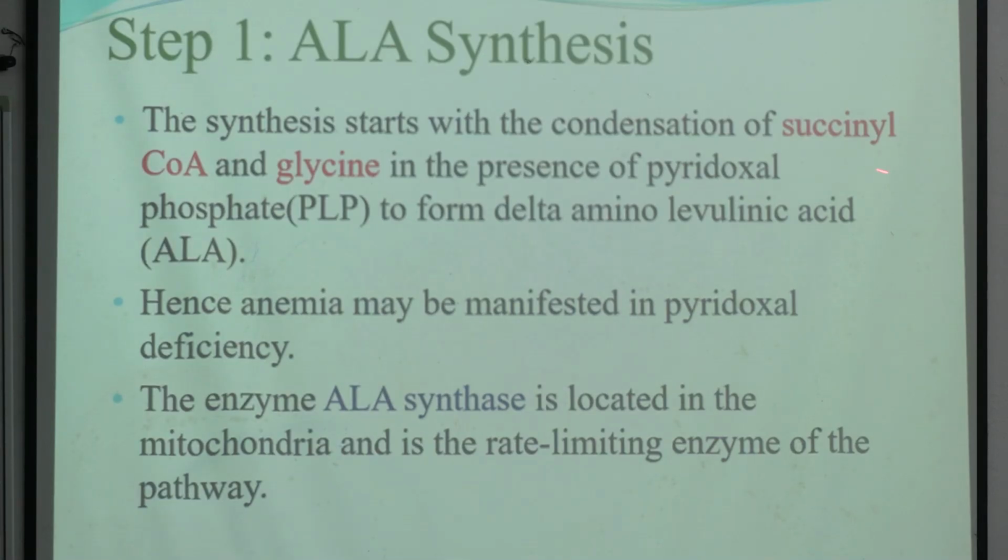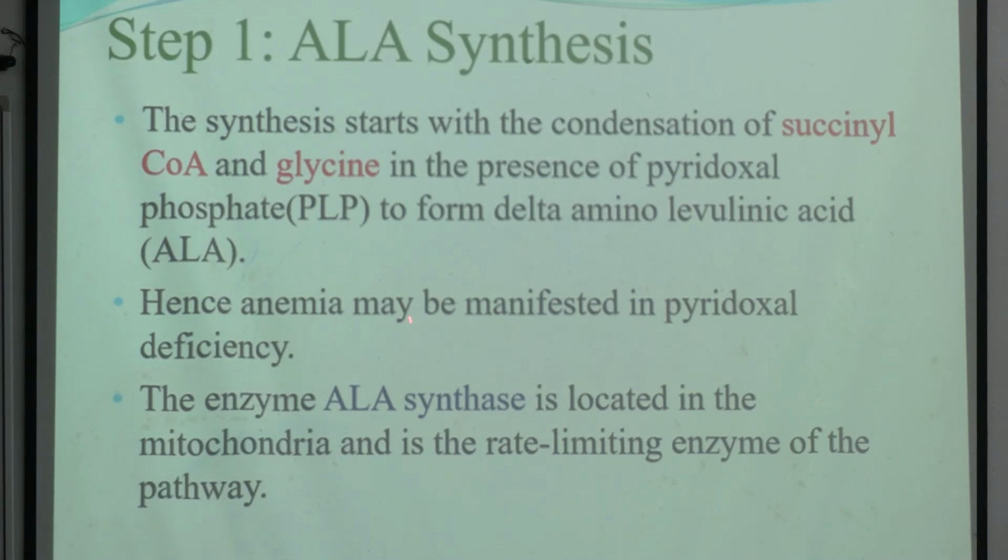Now, ALA synthesis. It starts with condensation of succinyl-CoA and glycine in the presence of pyridoxal phosphate or PLP. What is pyridoxal phosphate? Vitamin B6. So, B6 is the coenzyme, or cofactor, here to form delta amino levulinic acid. Clear? So, the first step is to condense the succinyl-CoA and glycine in mitochondria in the presence of PLP, and the enzyme here is ALA synthase. ALA synthase is located in mitochondria, that's why this step occurs in mitochondria.